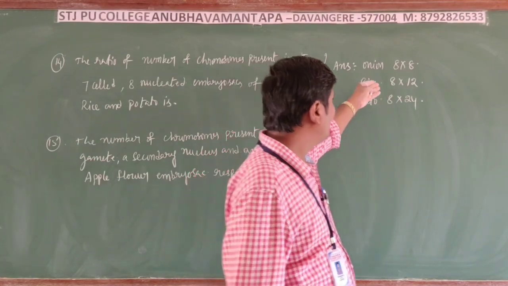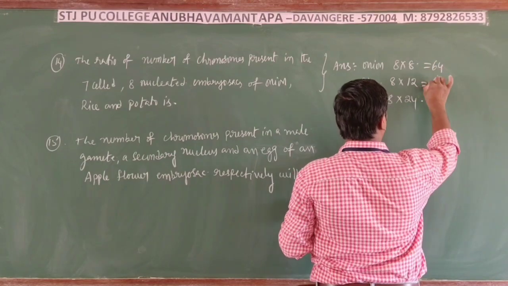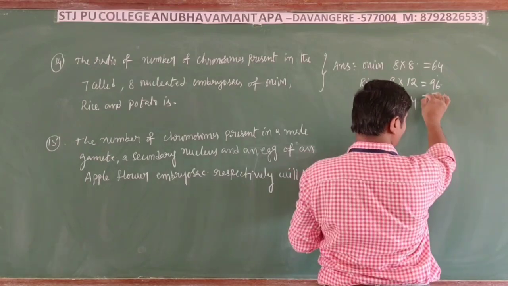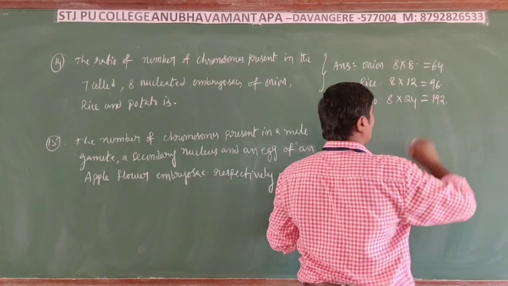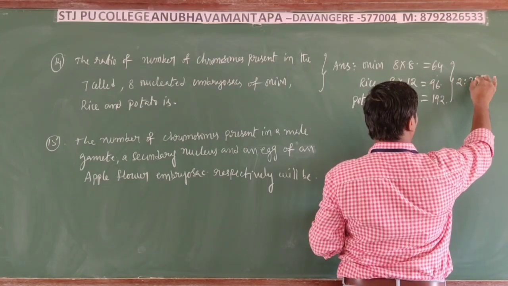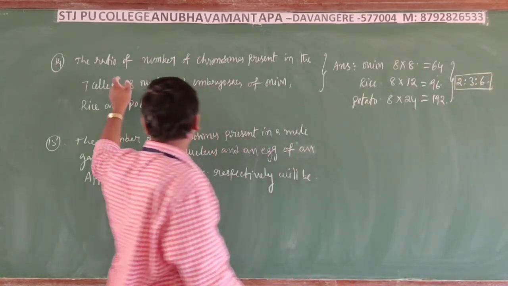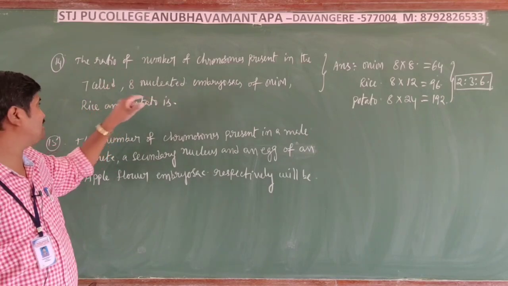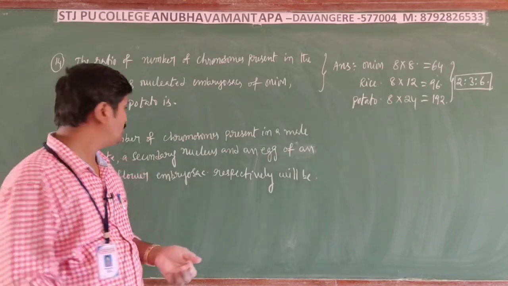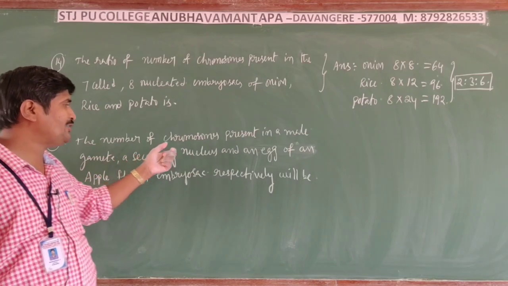See here. In onion, 8 into 8 is total 64. In rice plant 96, and here 192. What is the ratio here? 2:3:6. This is the ratio of the number of chromosomes present in the 7-celled, 8 nucleated embryo sac of onion, rice and potato.